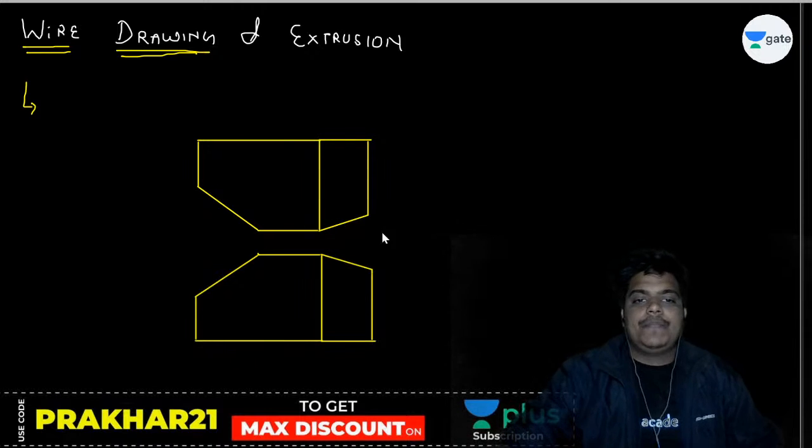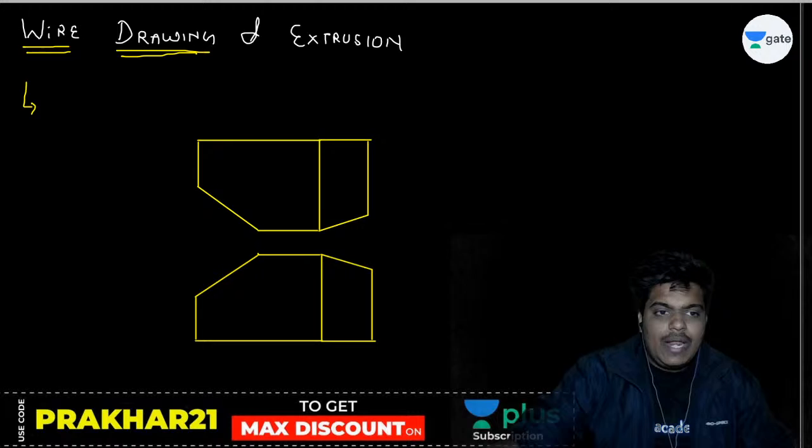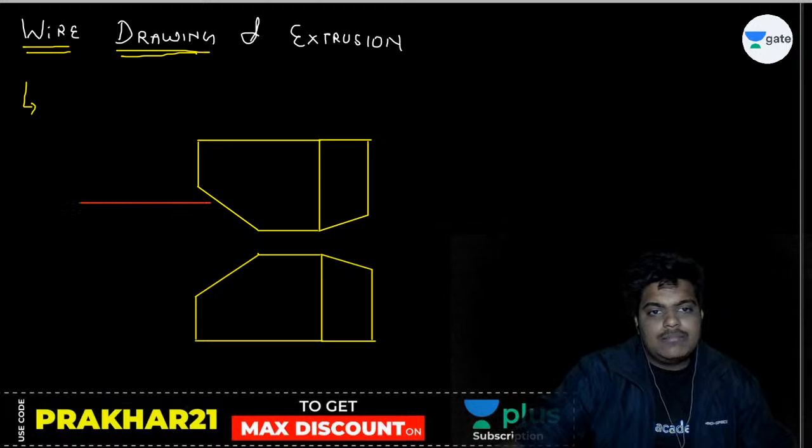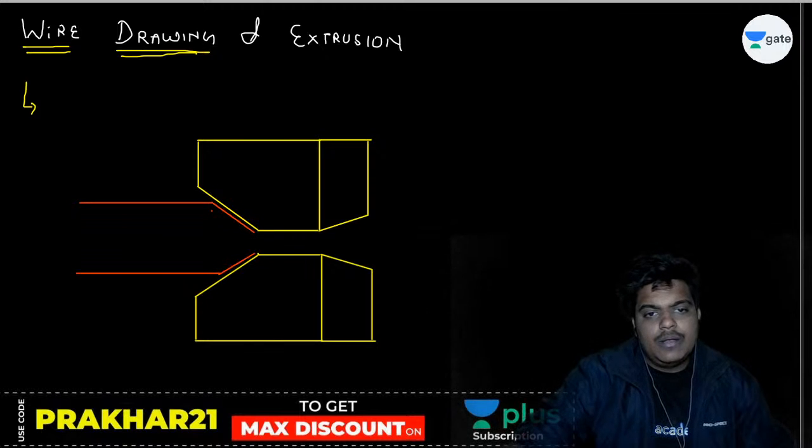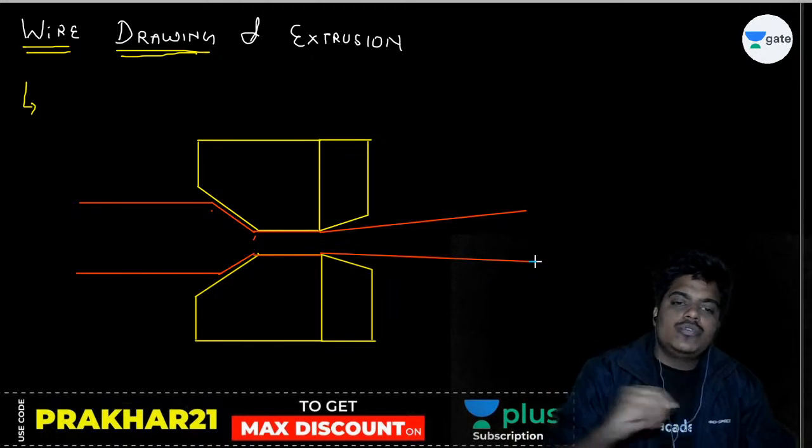This is your die. When you are having this as die, the material comes in here, the material comes in here, gets reduced to a lower diameter, stays in this position for some time, and then it gets outside. Is it clear? The red color part shows you the wire part.